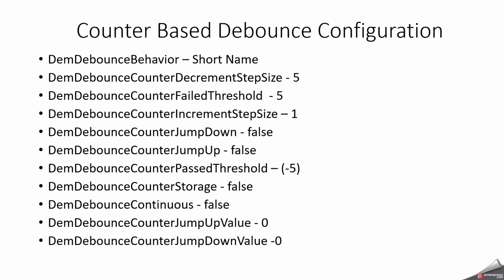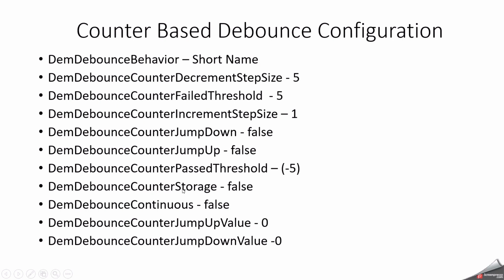Then that will be stored in the event memory. And you have to configure an increment step size. Here I have taken an example of 1, and I'm not configuring a jump down, jump up. At the same time, I'm configuring counter pass threshold as -5 as well, because whenever you select the counter pass threshold, that value should be in minus.